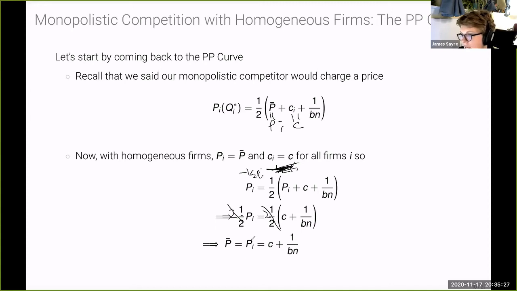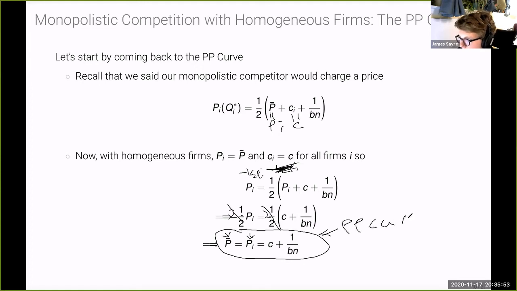And what do I get? I get that the price that each firm charges is just going to be given by C plus 1 over Bn. And of course, this is the price that any one firm charges. But that's also just equal to the average price because all firms are charging that same price. And so this gives me now the PP curve.